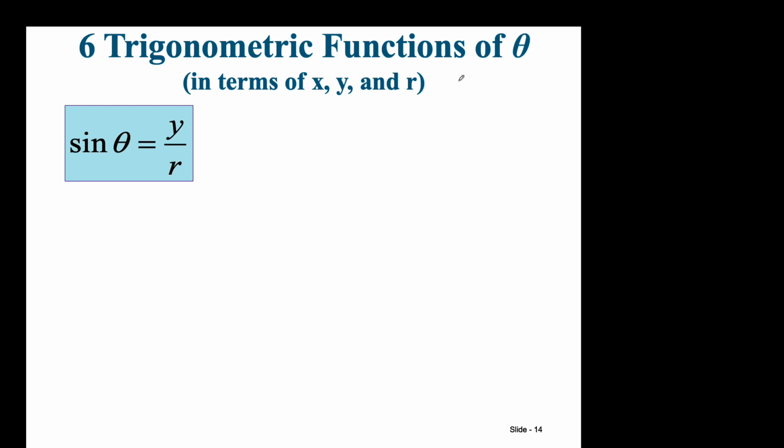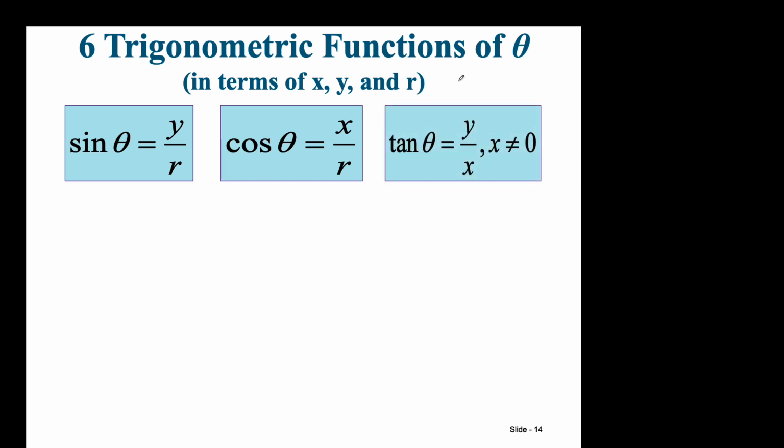Sine of theta equals y over r. Cosine of theta equals x over r. And tangent of theta equals y over x, where x does not equal 0 because that would be an undefined value. All right, the next 3 I'm going to do will be the reciprocal functions.